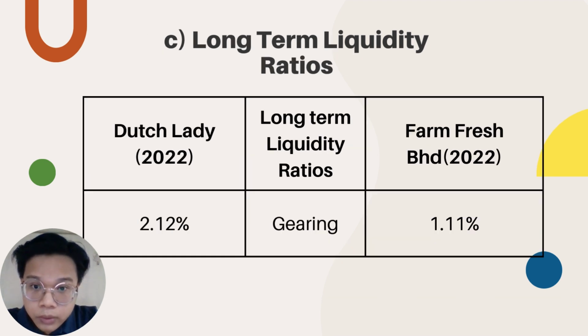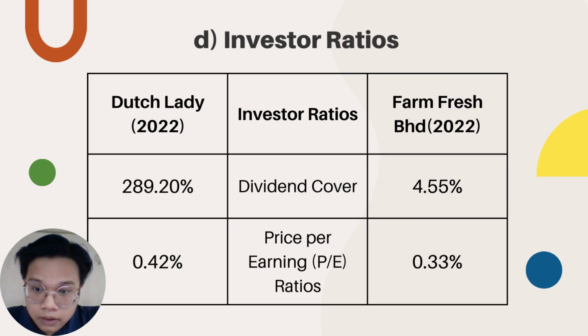Let's now jump into long-term liquidity ratios, where I will discuss gearing. Referring to the table above, Farm Fresh's long-term liquidity ratio for 2022 is 1.11 for gearing, lower than Dutch Lady Milk Industries Berhad's ratio of 2.12% for gearing. In Dutch Lady Milk Industry Berhad's year 2022 annual report, debt exceeds equity, potentially putting the company at risk of bankruptcy. For the last slide, I will discuss investor ratios regarding the dividend cover and price per earning ratios.